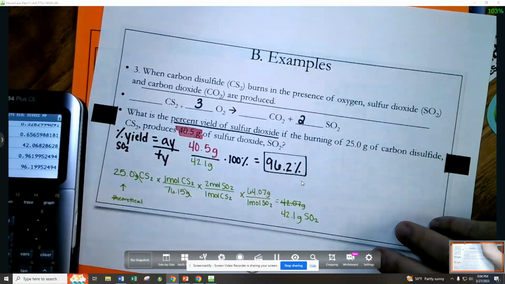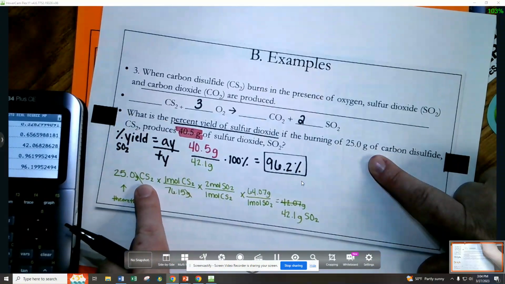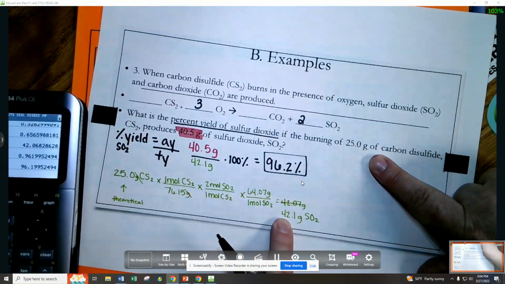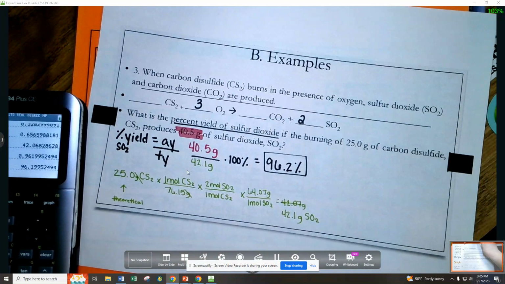For your theoretical, you always put the mass of the reactant, so CS2 was a reactant, and you convert it through to grams of your product. In this case, the product being the SO2. The actual yield always has to be provided to you in the problem.